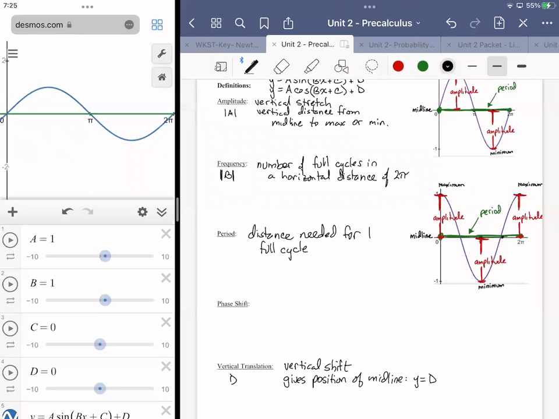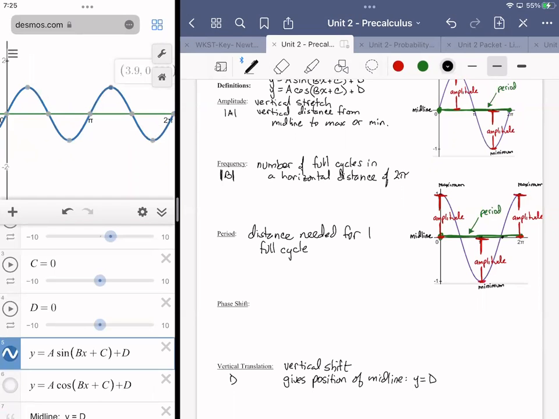Now, to get 1 full cycle, I'd have to go out 2 pi units, 0 to 2 pi. But if I make this a 2, now in order to get 1 full cycle, I don't have to go out all the way to 2 pi. That's 2 full cycles. I'd only have to go out to a single pi to get 1 full cycle. Here's 1 full cycle, up, down, then back up to the midline.